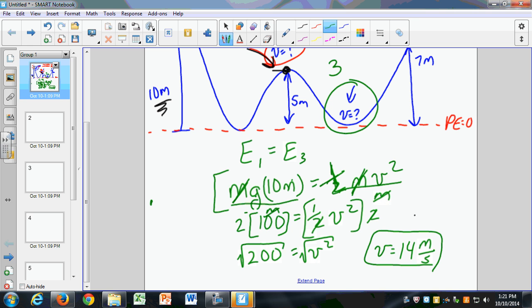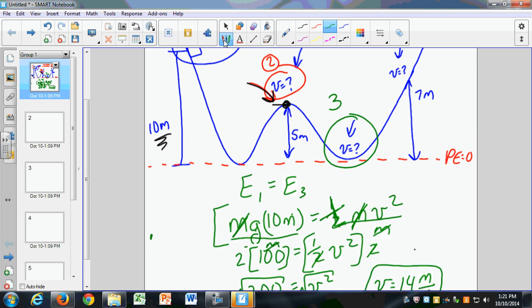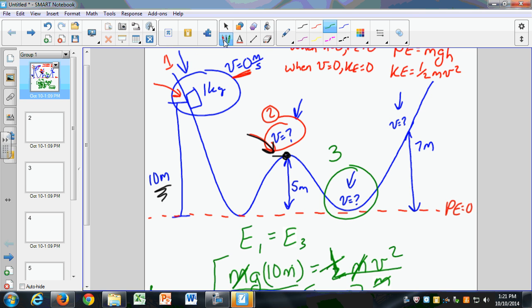Sometimes you might have information about another point. For example, now we know that the velocity here is equal to 10 meters per second. So we could compare it to point 2. Y'all want to do that just for extra practice?